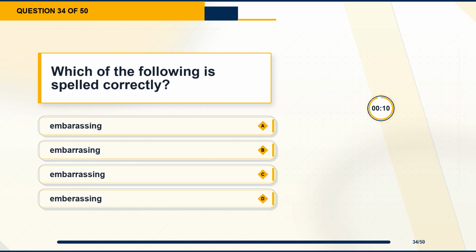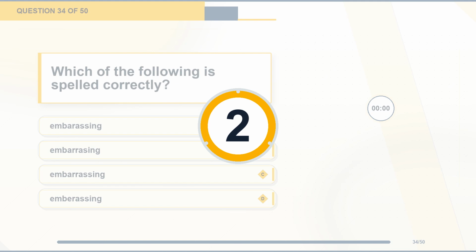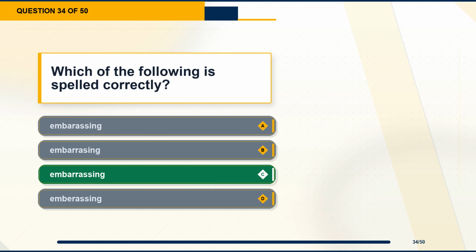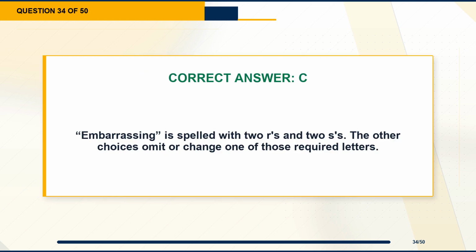Question 34. Which of the following is spelled correctly? Option A, embarrassing. Option B, embarrassing. Option C, embarrassing. Option D, embarrassing. The correct answer is option C, embarrassing. Explanation: embarrassing is spelled with 2 R's and 2 S's. The other choices omit or change one of those required letters.